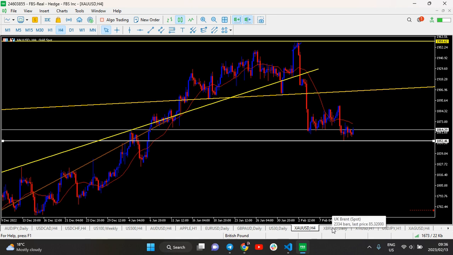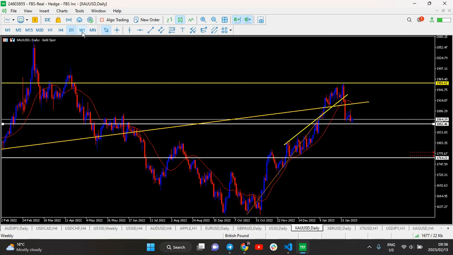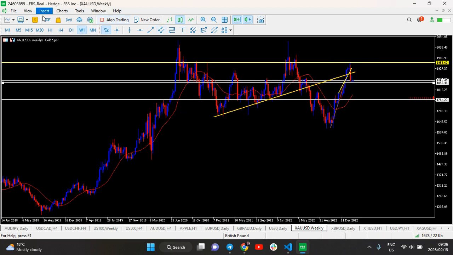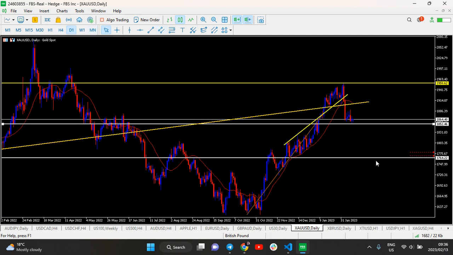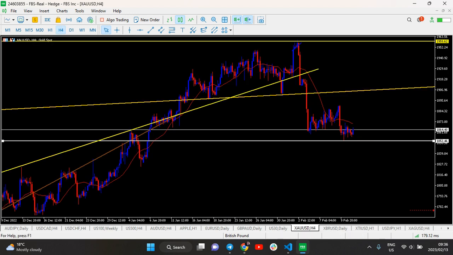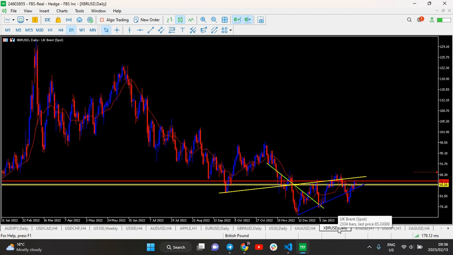I think if gold continues going high, we might see it reach all-time highs at 2,250. I know it seems very far right now, but let's see what really happens. And as you can see on the daily time frame, it's trying to turn bullish again. So let's see what happens on that.